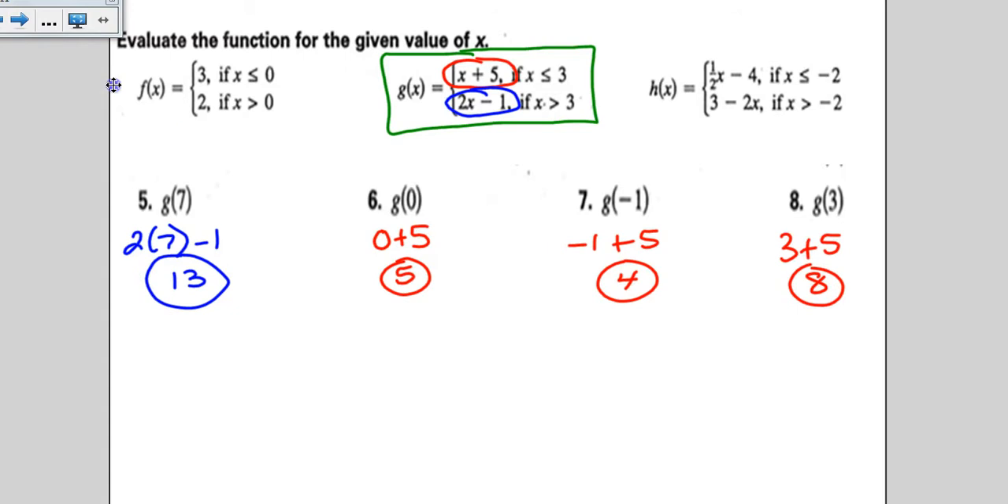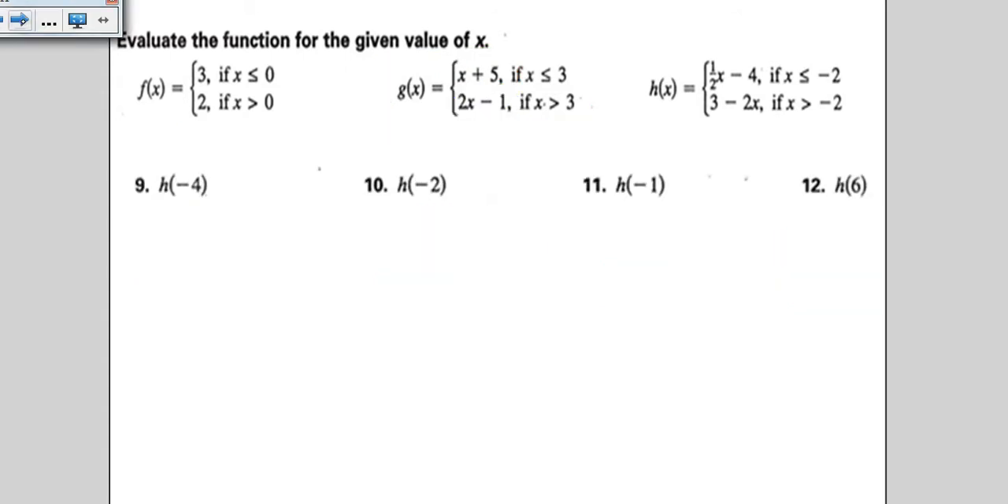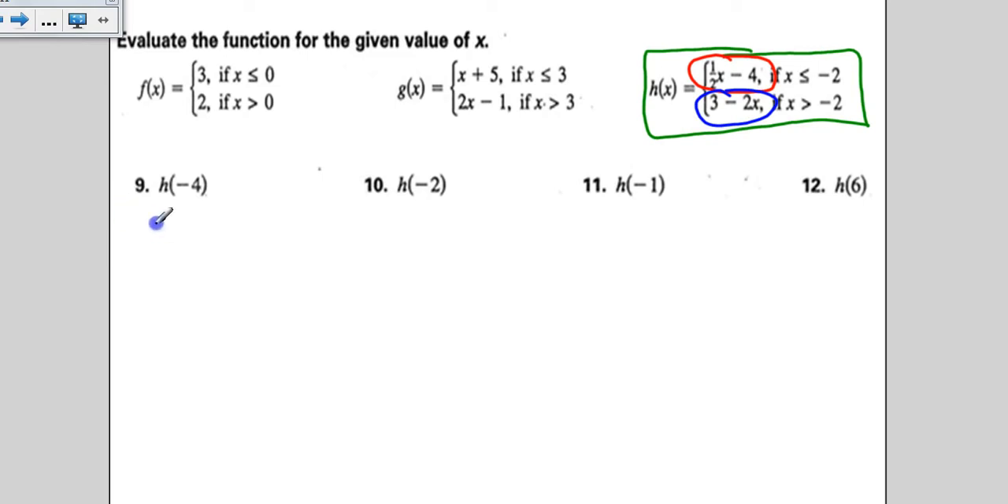Moving on to the next 3 problems. This time we're talking always about the function h. And the splitting point for h is at -2. If we're less than or equal to -2, we're supposed to be using the function 1/2 x minus 4. And then if we're greater than -2, we're supposed to use the function 3 minus 2x. So when I look at h of -4, that is less than -2, so we'll be using the top function.